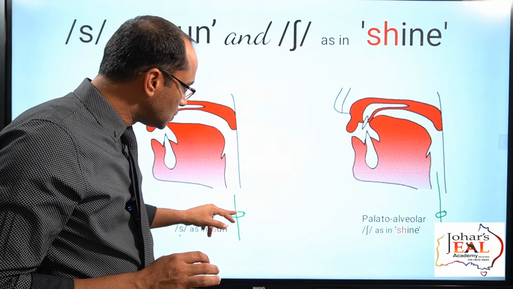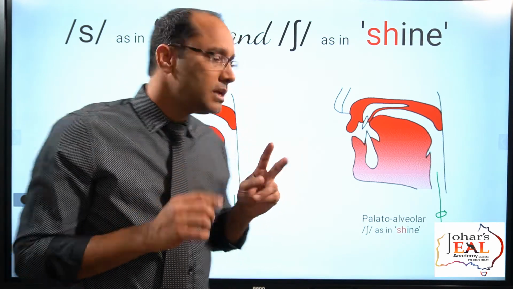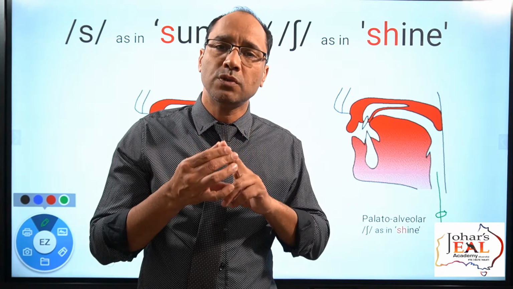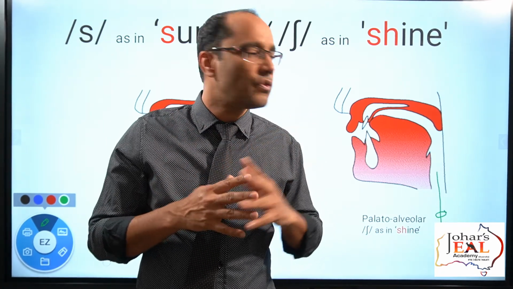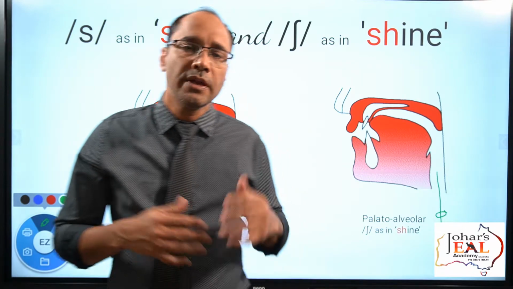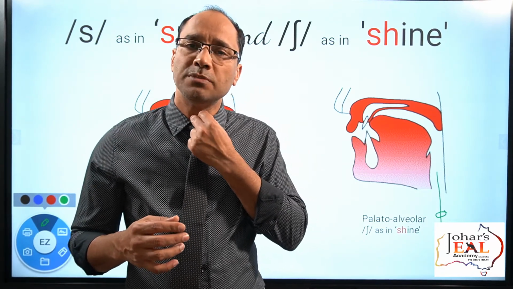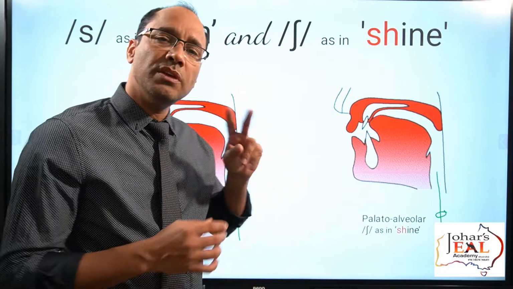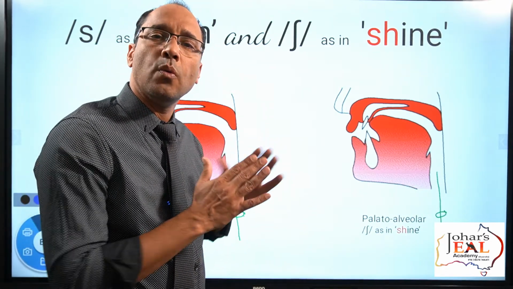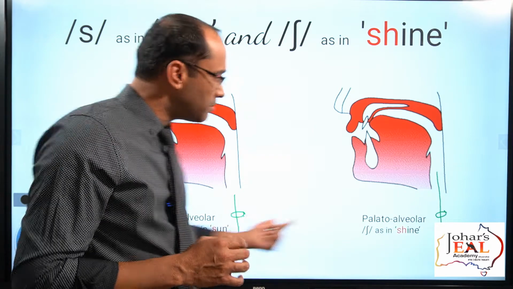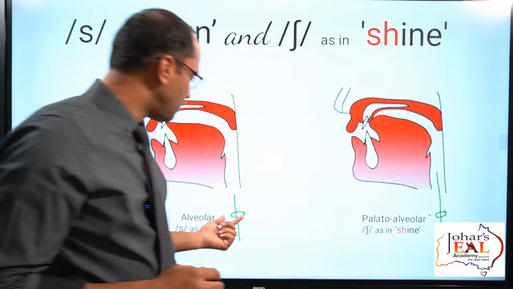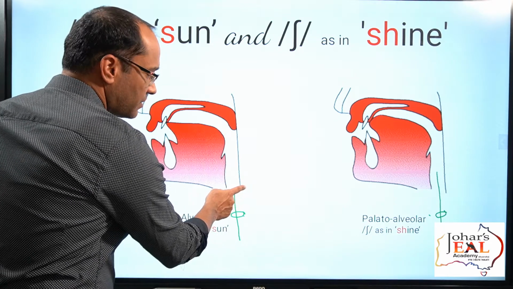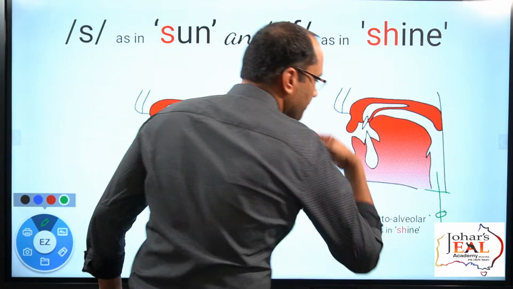There are two types of position of the vocal cords. Sometimes they are held widely apart, or they are loosely held together. If they are loosely held together, for example in all vowel sounds, then there is a vibration in this part. But these two are voiceless sounds, meaning the vocal cords are wide apart, so there is no vibration of the vocal cords here. No difference until this point.